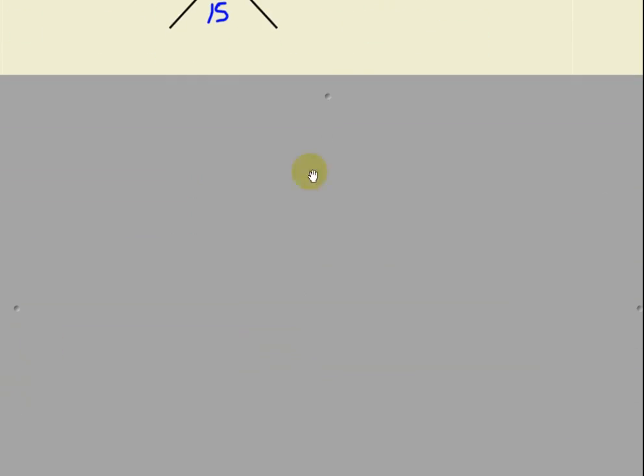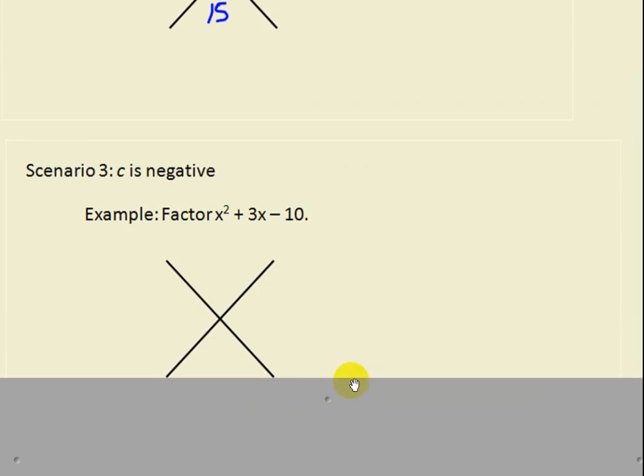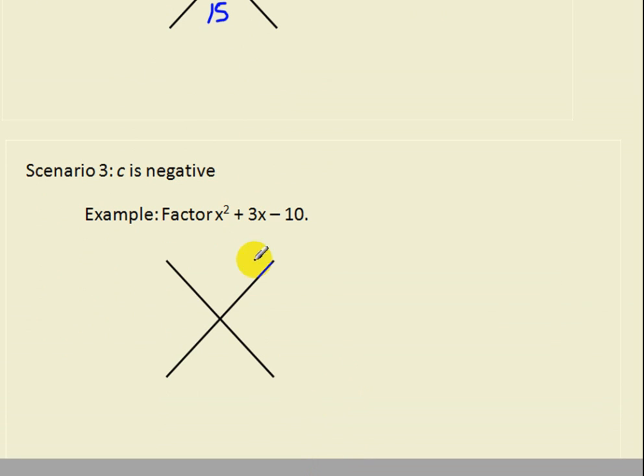Okay, scenario 3, c is going to be negative. So we end up with a product of negative 10 and a sum of 3. Well, if you end up with a negative product, that tells you your two numbers have opposite signs. So one is positive, one is negative. So now that you know that you have one of each sign, ignore the signs temporarily and focus on two numbers that multiply to 10 but have a difference of 3.